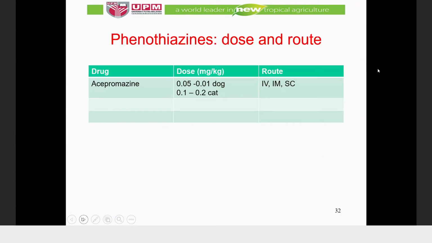Okay, this is the dose of the drugs. You can also go and find other references. This is just for your reference, the phenothiazine dose and route in dogs and cats.